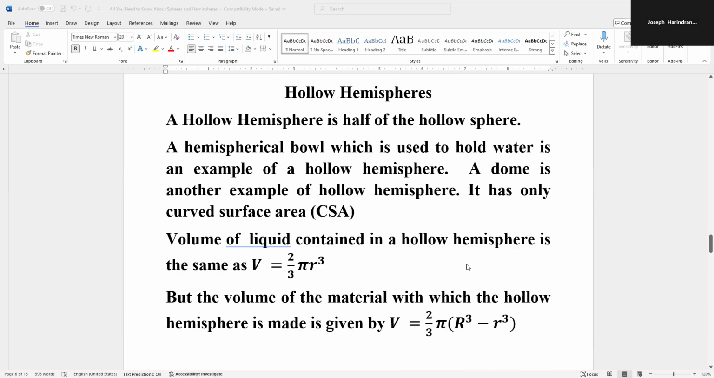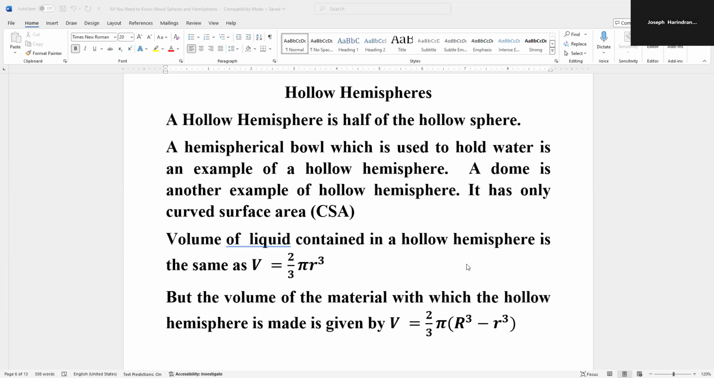Hollow hemispheres. A hollow hemisphere is half of the hollow sphere. A hemispherical bowl which is used to hold water is an example of a hollow hemisphere.